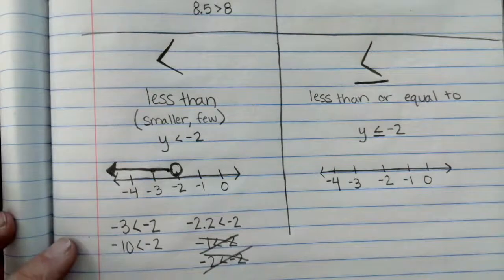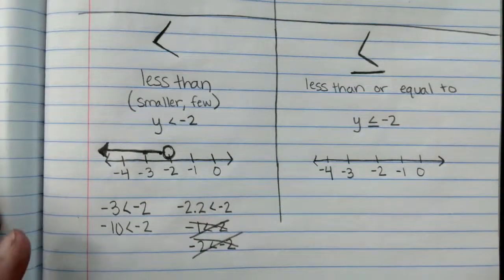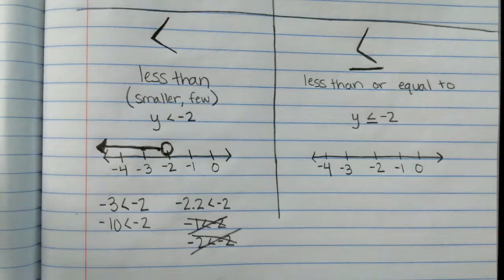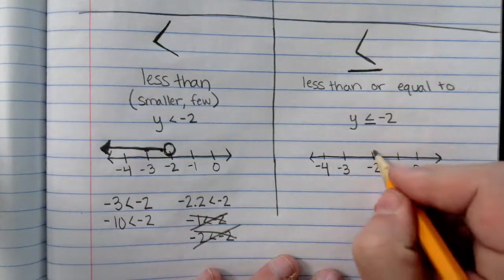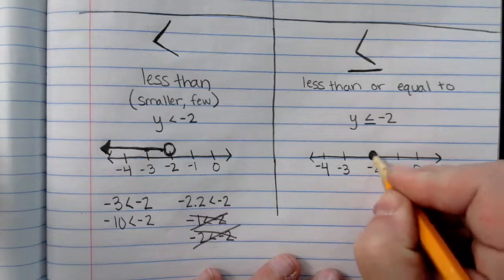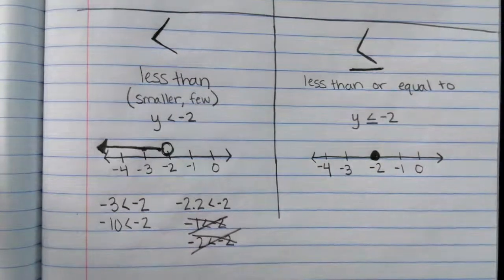Because it's equal to. Is -2 equal to -2? Yeah, so because we have this equal to, we can do a closed circle. So we're going to fill it in. That's closed. And then in which direction is our number going to be getting smaller? Left.